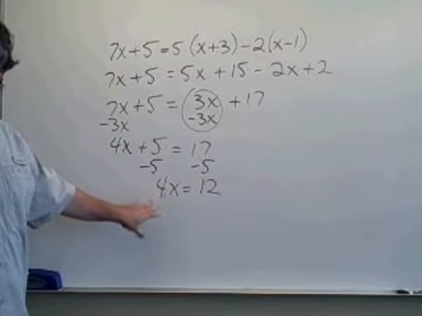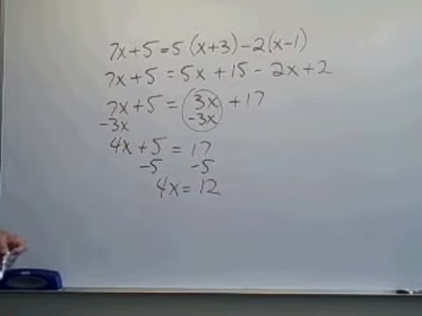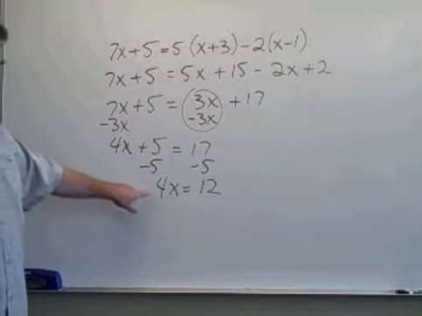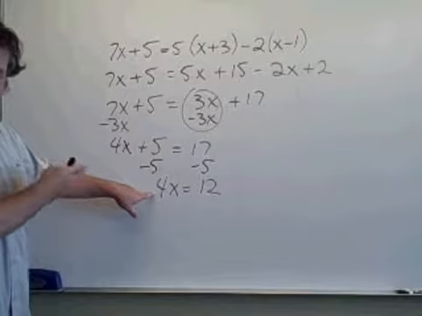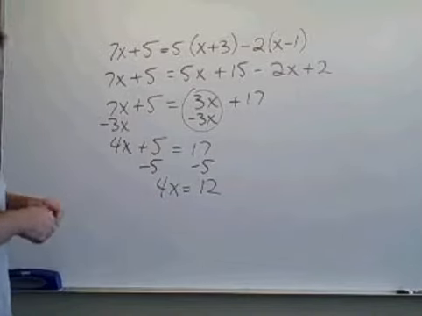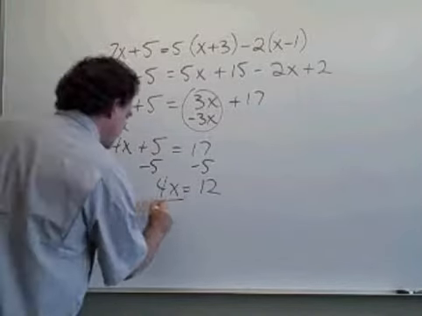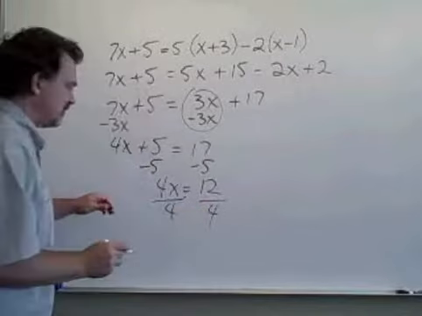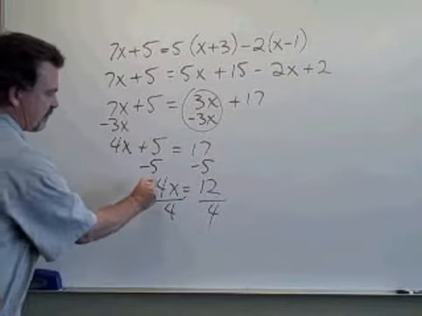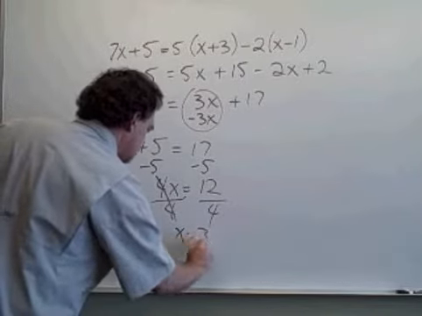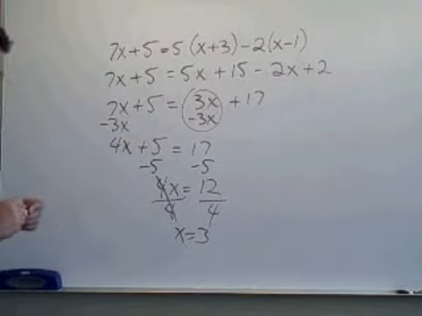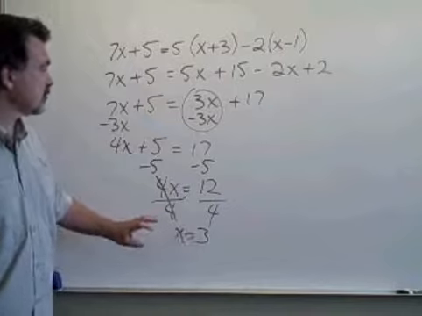And last keyword, coefficient. We want a coefficient of positive 1. That we always get by dividing the variable term by its current coefficient. Current coefficient here is 4. Dividing 4x by 4, the 4's cancel to 1, leaving me 1x equals 3. So our solution is 3.